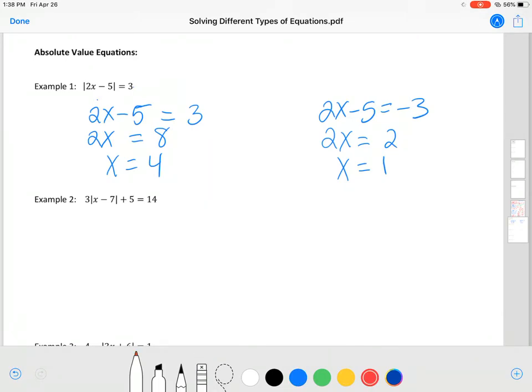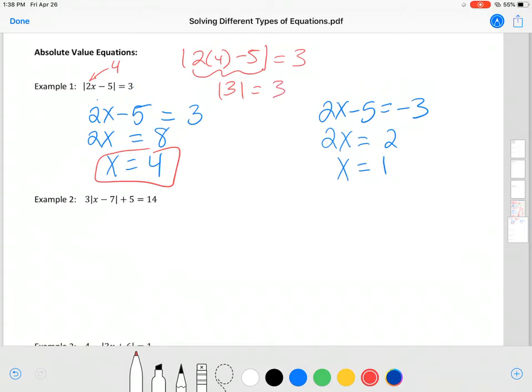Let's see. So I'm going to plug in 4 first to check it. If I plug in 4 here, I'm going to have 2 times 4 minus 5. So this is going to be 8 minus 5, which is 3. That gives me the absolute value of 3, which is 3.